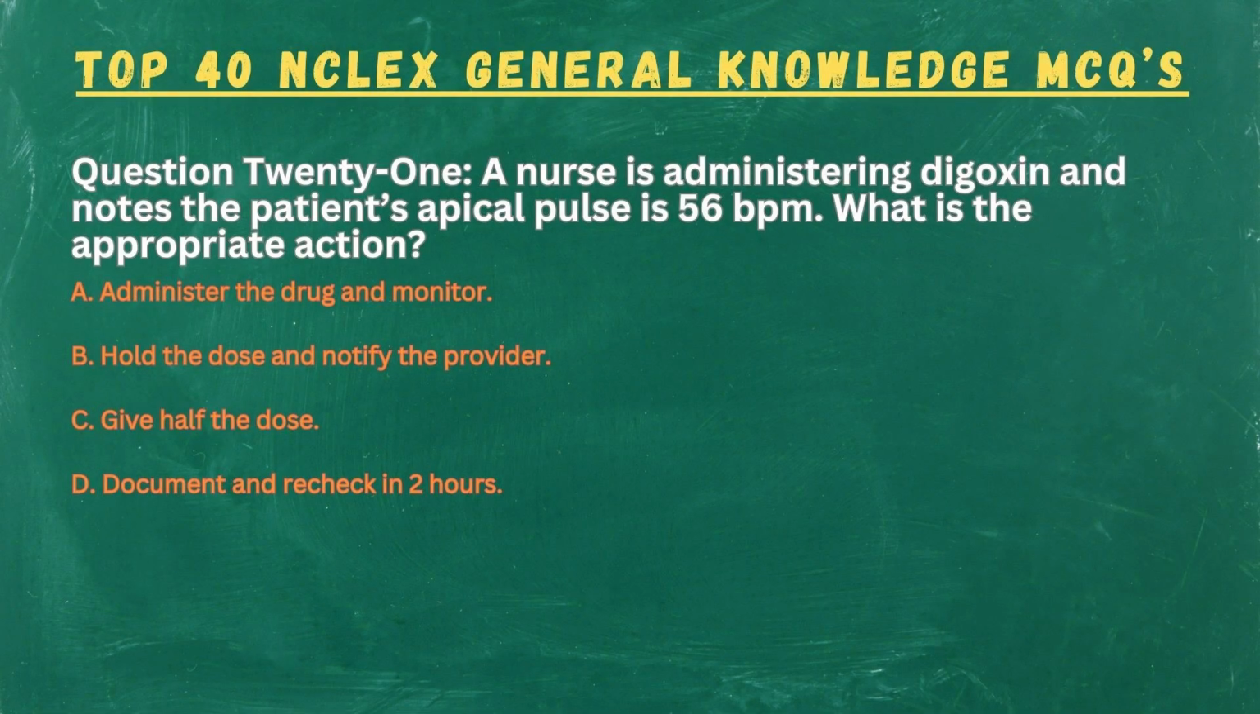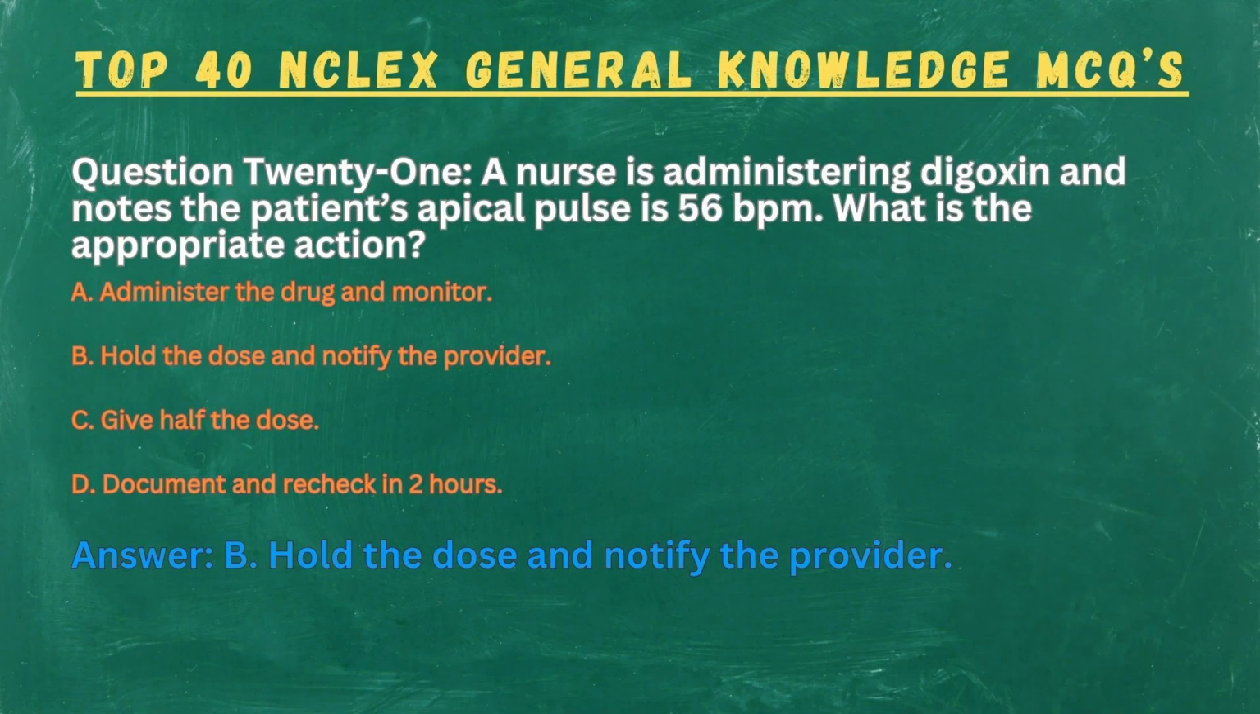Question 21. A nurse is administering digoxin and notes the patient's apical pulse is 56 BPM. What is the appropriate action? A. Administer the drug and monitor. B. Hold the dose and notify the provider. C. Give half the dose. D. Document and recheck in 2 hours. Answer: B. Hold the dose and notify the provider.